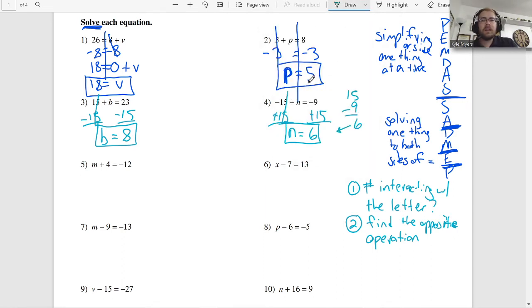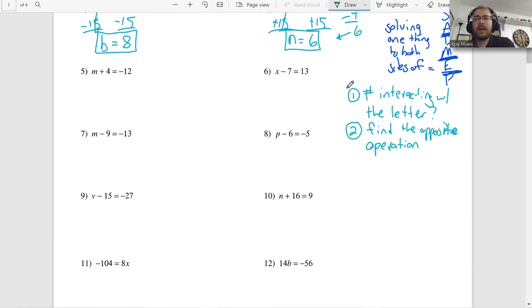Okay, next one. And as I promised, I'm going to start going a little bit faster here. This is plus. Opposite of plus is minus. That goes like that.